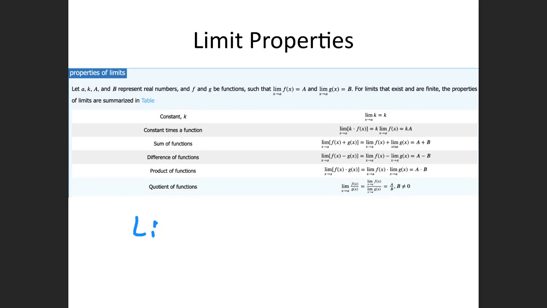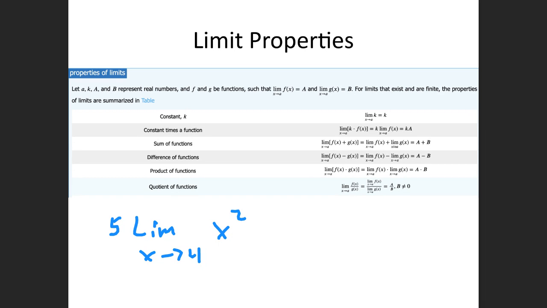So if I asked you, what is the limit as x approaches 4 of x squared, and then I put a number in front of here, we would just find the limit. So that would be 16, and we'd multiply by 5. Boom, we'd have our answer of 80. Done. So all of these limits are very straightforward.